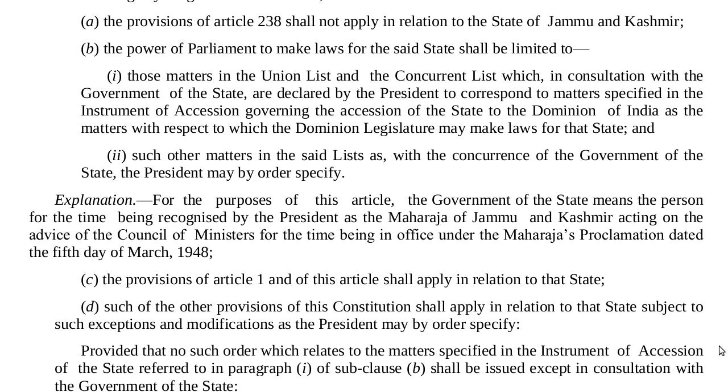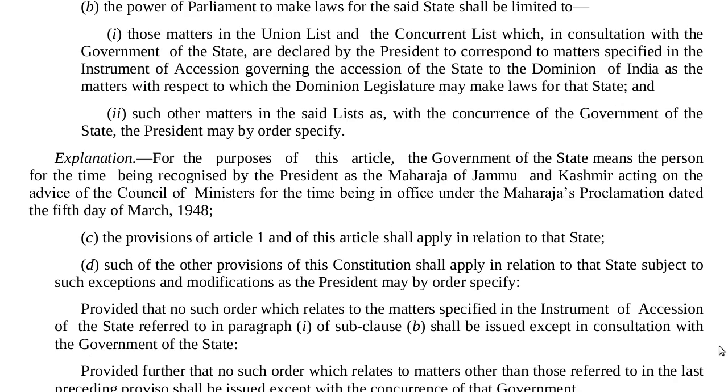1. Those matters in the union list and the concurrent list which, in consultation with the government of the state, are declared by the President to correspond to matters specified in the instrument of accession governing the accession of the state to the Dominion of India, as the matters with respect to which the Dominion legislature may make laws for the state, and 2. Such other matters in the said lists as, with the concurrence of the government of the state, the President may by order specify.